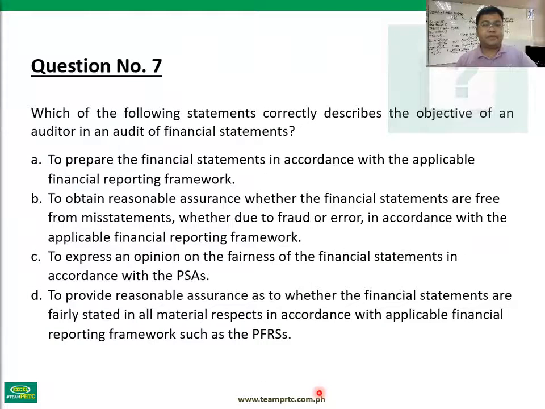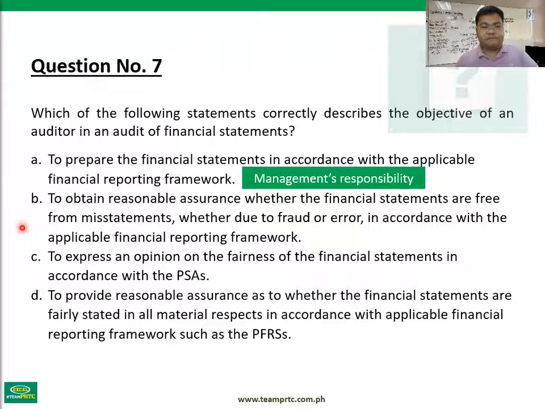Next, number 7. Which of the following statements correctly describes the objective of an auditor in an audit of financial statements? Letter A: to prepare the financial statements in accordance with the applicable financial reporting framework. Letter A is incorrect. It's not an objective nor a responsibility of the auditor to prepare the financial statements of an entity. Preparation of the financial statements is the responsibility of an entity's management and those charged with governance, not the auditor.